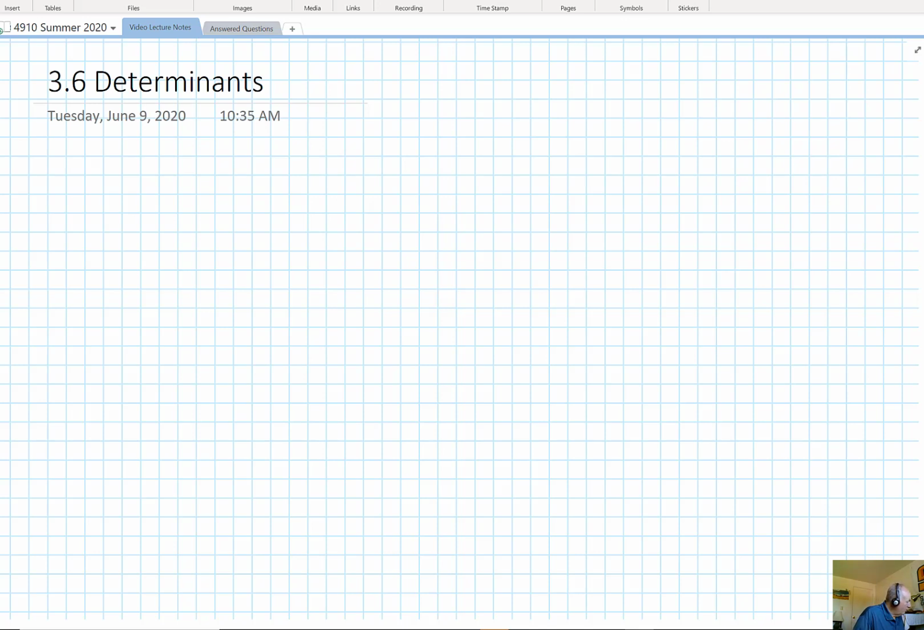All right, so we want to take a moment and look at something related to matrices that is kind of an interesting idea. It gives us some interesting tools, and it's the idea of determinants. Now, a determinant is a value that is found from a square matrix.